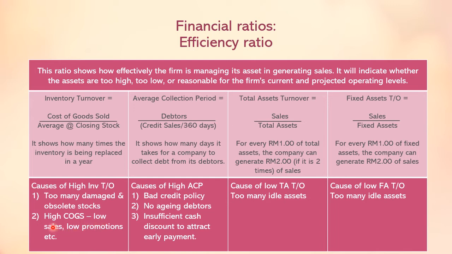And you may also have problems in terms of high cost of goods sold. What are the reasons for high cost of goods sold? Maybe you are purchasing your inventory at a much higher price compared to other competitors. You may have low sales, and then you have low promotion, causing you to have low closing stock. Okay, the next one is the average collection period.